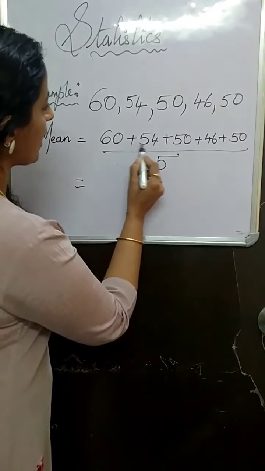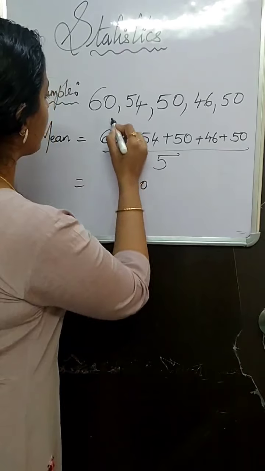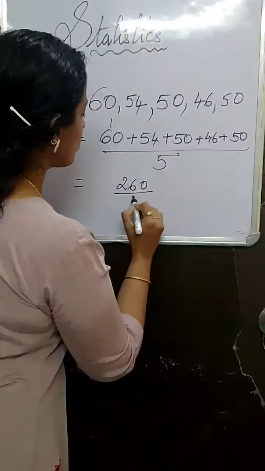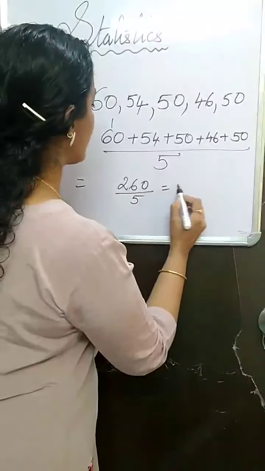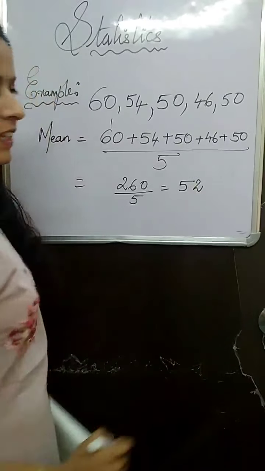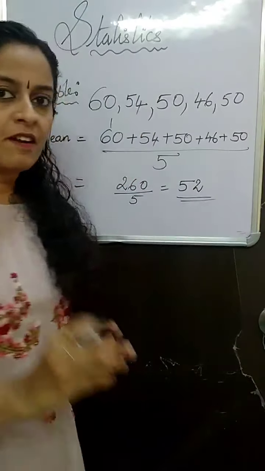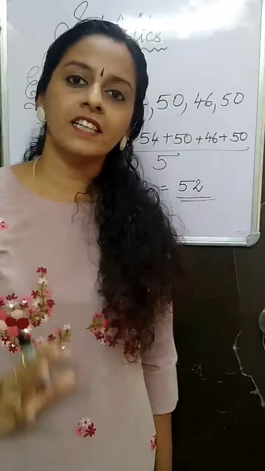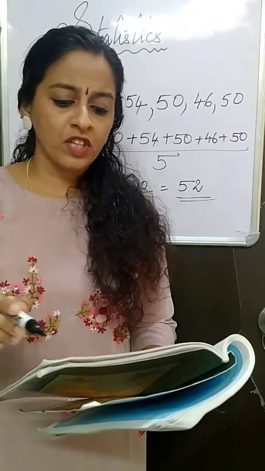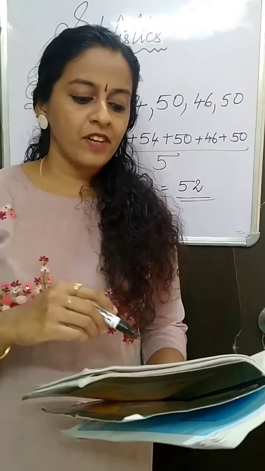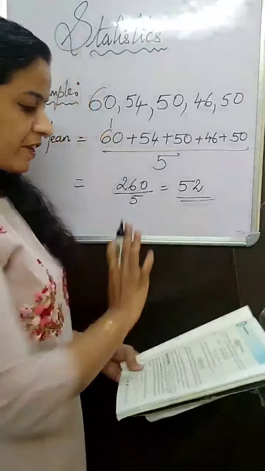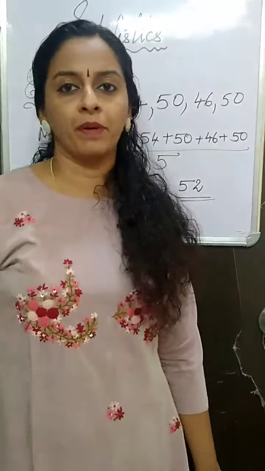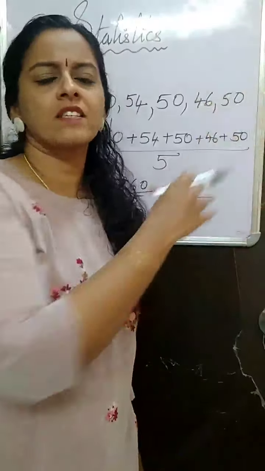So this will be 4 plus 6, 10, carry 1, 7 plus 5, 12, 17, 21 and 26. 260 upon 5. 260 upon 5 is equal to, 5 5s are 25 and 5 2s are 10, so 52. This means 52 pages is the average number of pages that Ninad reads a day. So the average number of pages read daily is 52. And this average is also called the mean or arithmetic mean. So this is the basic knowledge about statistics that we all have.